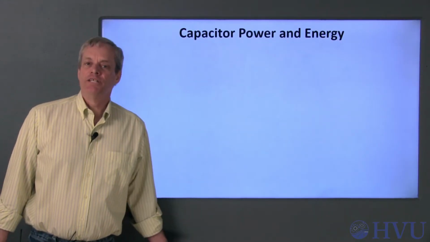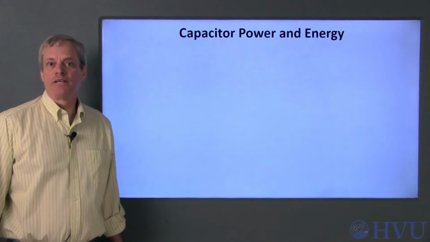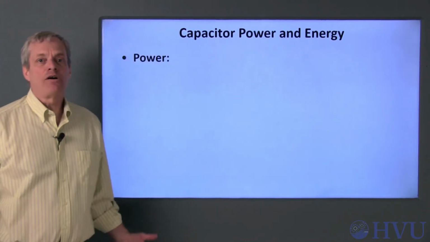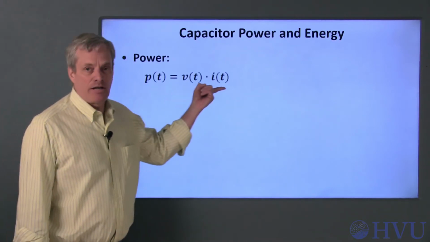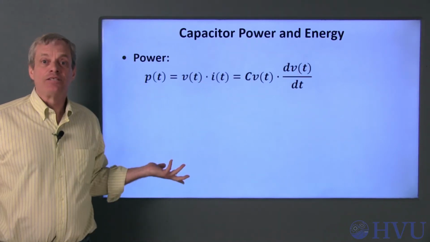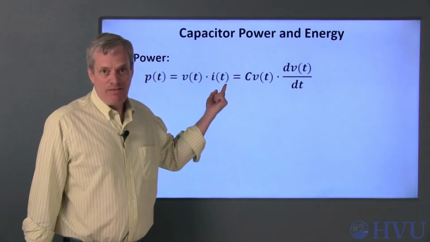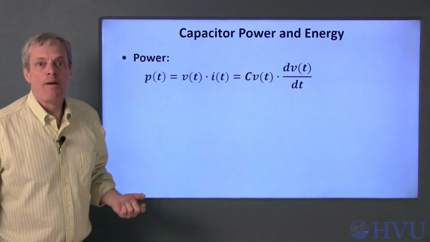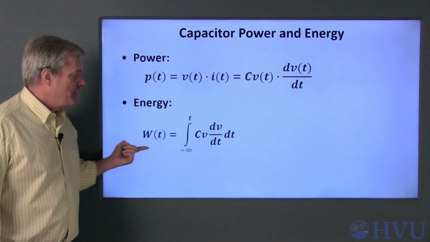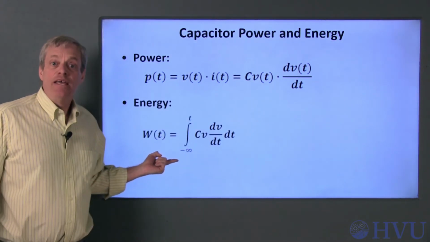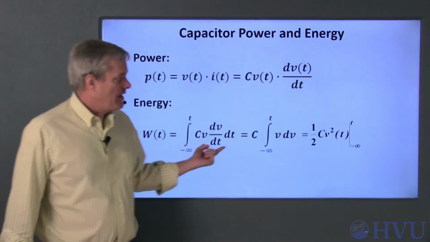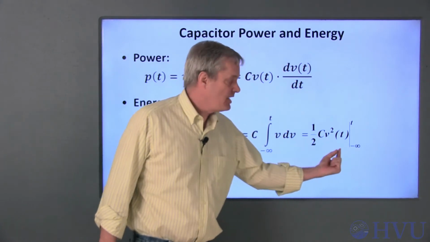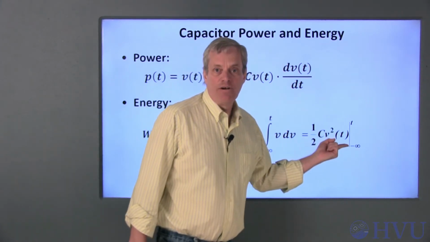Finally, I'll provide some additional support to my previous remark that the capacitor voltage dictates the energy stored by the capacitor. I'll start by reviewing power, which is the product of voltage and current. Since current is C times dV/dt, the power is V times C times dV/dt. By definition, energy is the time integral of power. If we integrate this expression, we find that energy is equal to 1/2 times C times V squared of t, evaluated at the limits of integration.